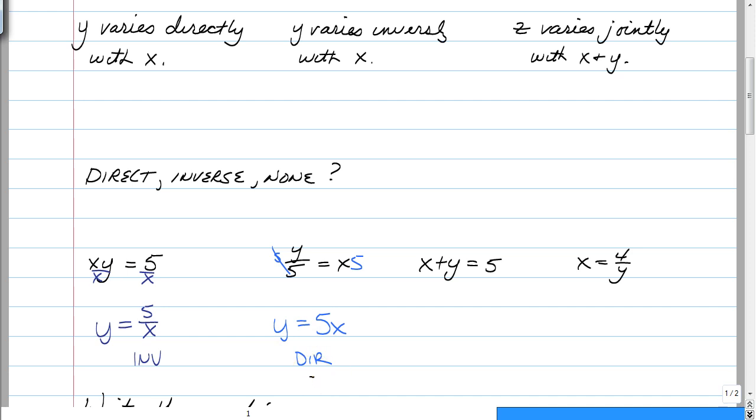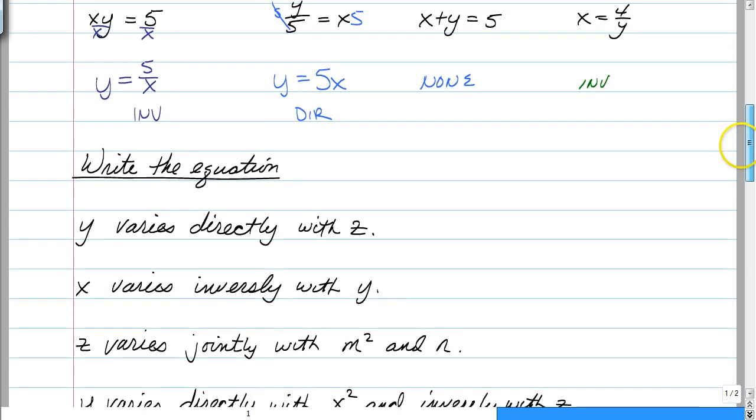Here's another example. None of our variations had a plus or minus sign, so this one's none. And this one right here looks exactly like y is equal to k over x. It just switches it, so this would be like x varies inversely with y. Same type of example, so this one is already set up to be inverse variation. Alright, so remember, get one of the variables by itself and you look at your constant and see what it looks like.